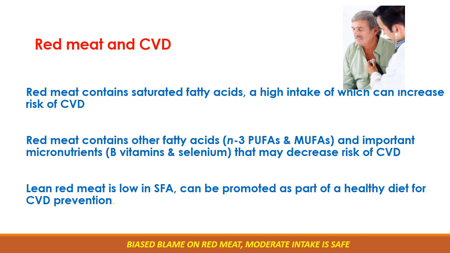Especially in lean red meat, the saturated fatty acid is low. Further, red meat contains other fatty acids, the monounsaturated fatty acids and the omega-3 fatty acids. All these things play a very important role in protecting cardiovascular health. And the other micronutrients I have mentioned, the B vitamins and selenium, also help in cardiovascular health. And in case of lean meat, if it is consumed, it can be promoted further for a healthy diet and cardiovascular disease prevention.